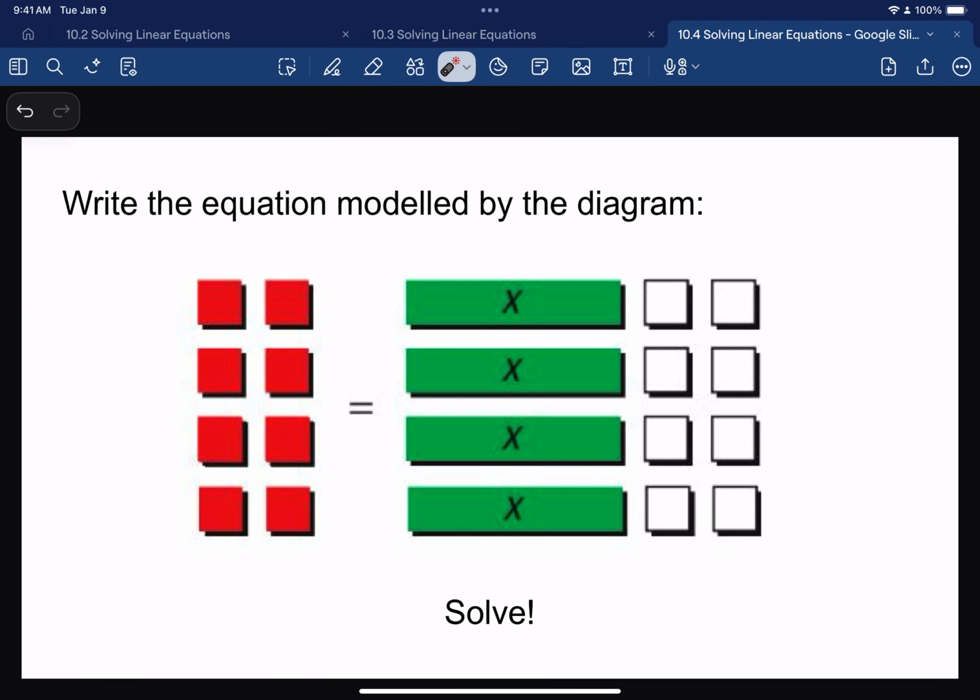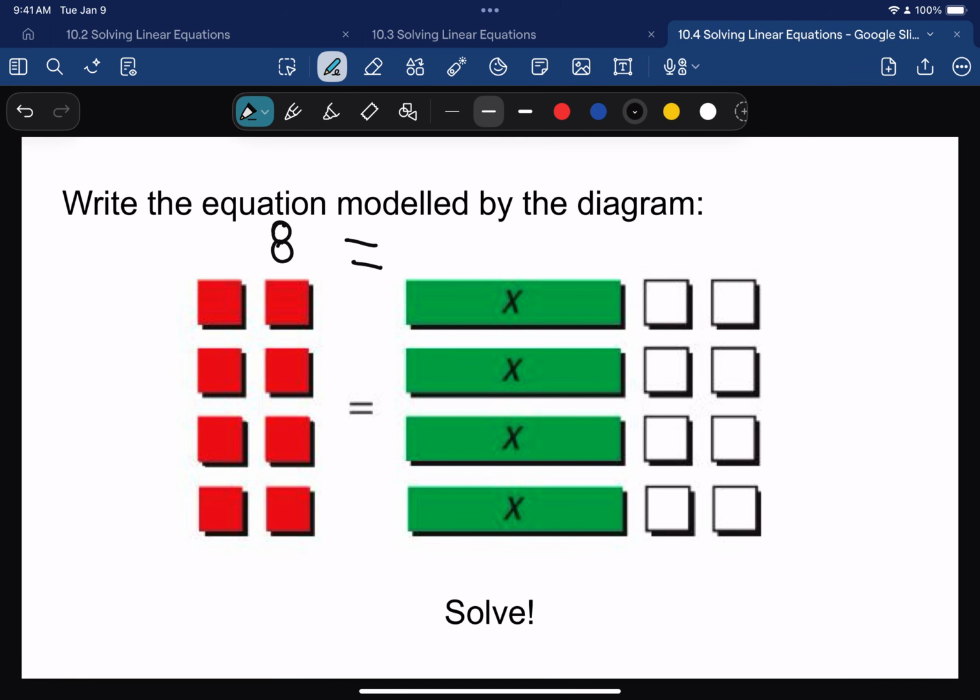And let's try to do the same thing here. Let's try to get both of them. On the left-hand side, what do we have? We have 8 red squares, so it's 8 whole. On the right-hand side, we have 4 x's, and then we have all of these 8 negatives. So we could write this in 2 ways.